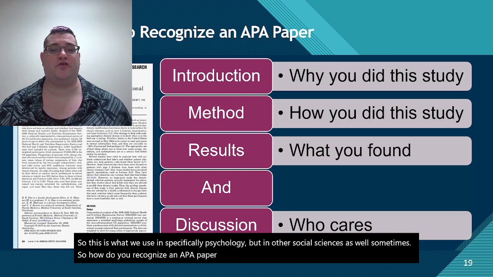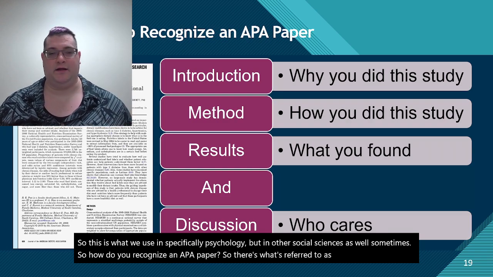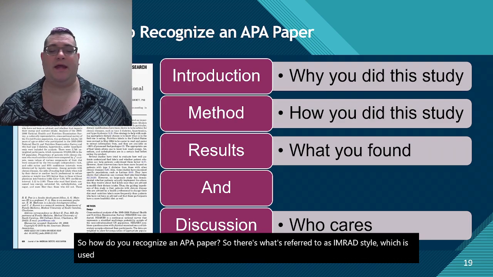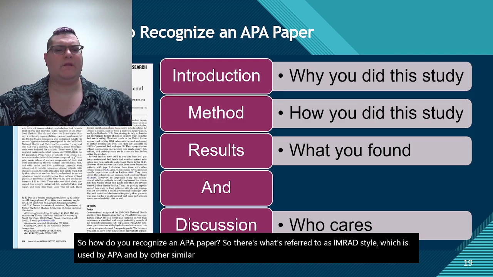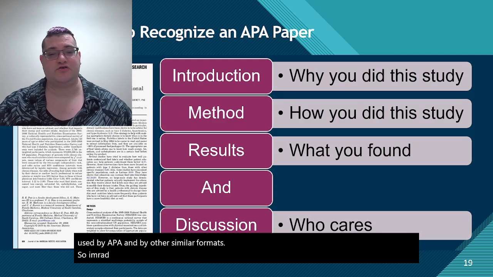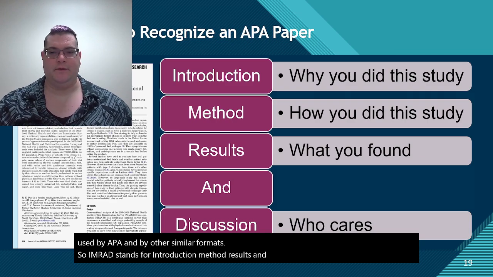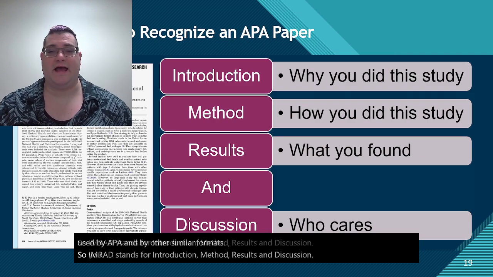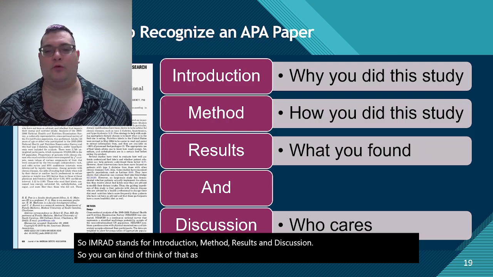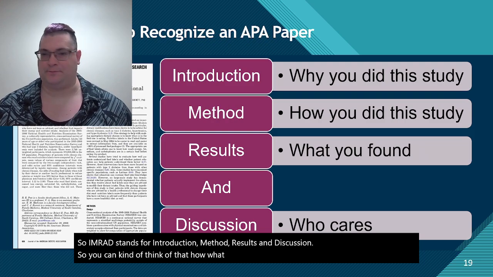So there's what's referred to as IMRAD style, which is used by APA and by other similar formats. So IMRAD stands for Introduction, Method, Results, and Discussion. So you can kind of think of that as why, how, what, and who cares.